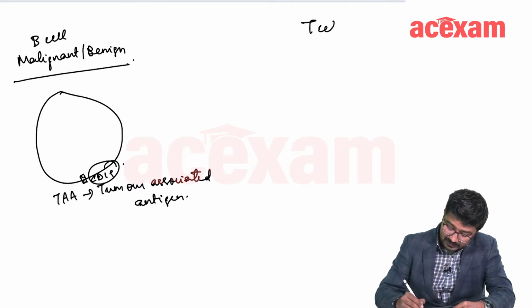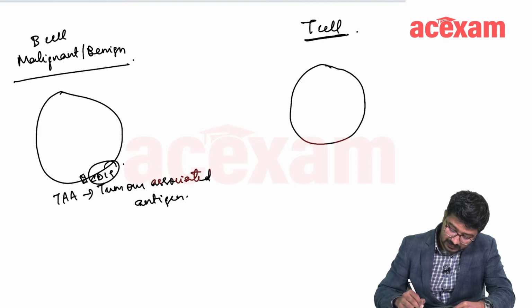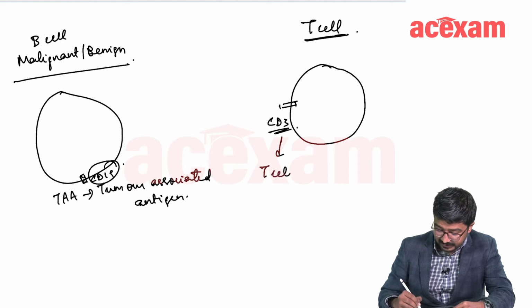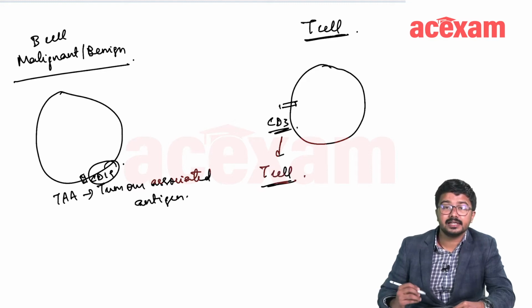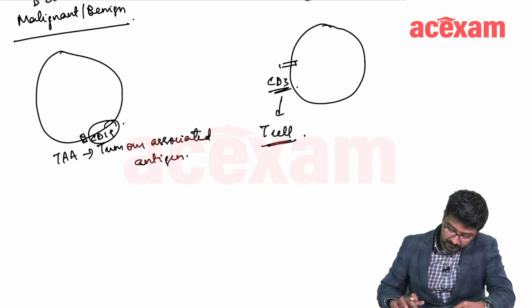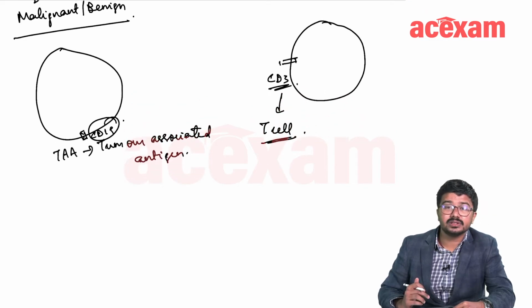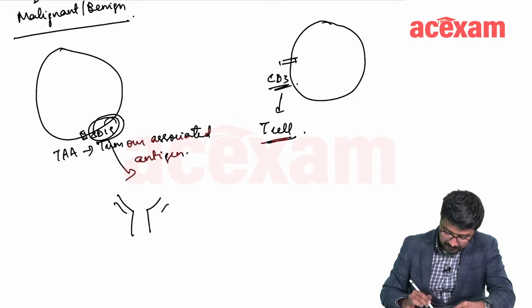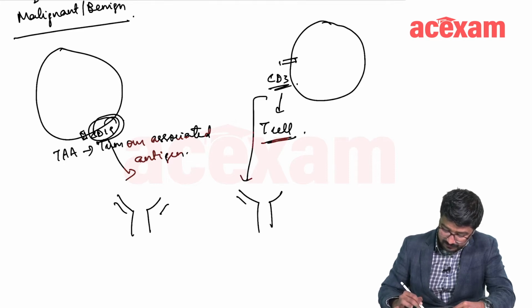You have our cells, that is the T cells. On the surface of T cells there is something known as CD3. Now this CD3, once it gets activated, it will activate the T cell, right? Now what scientists did is, this is a protein, right? Against this they developed a monoclonal antibody. Against this also they developed a monoclonal antibody.